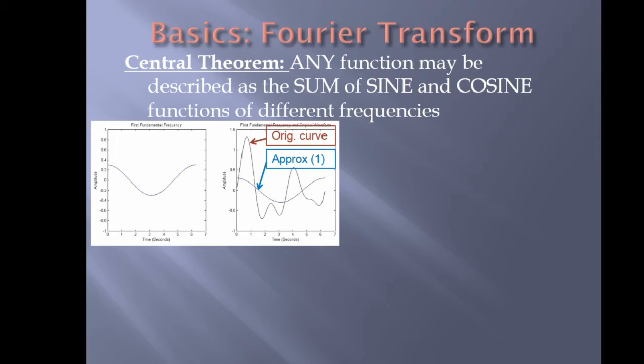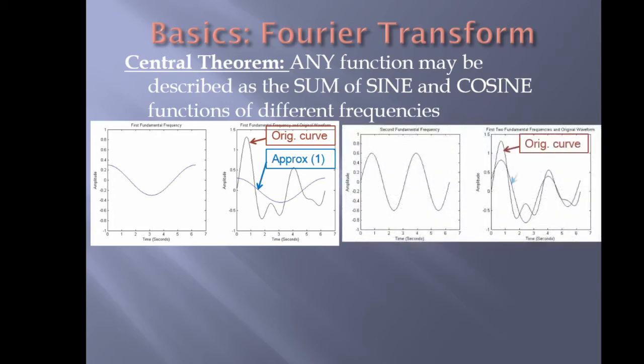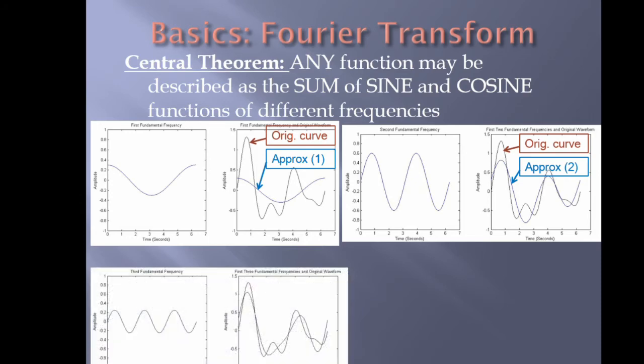If we were to take this curve here and try to approximate it, we take a cosine wave and say, okay, that doesn't look like it at all. Well, let's take a second cosine wave with some different features and add it to the first one. The sum of these is approximation 2. That's actually getting pretty close.